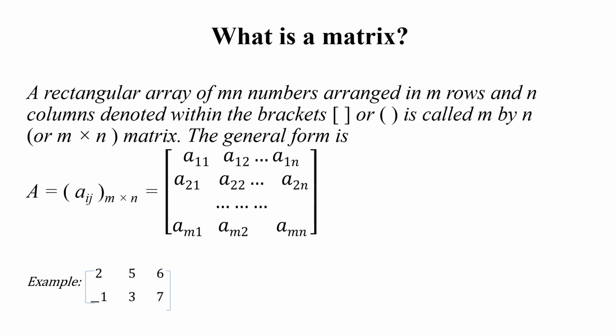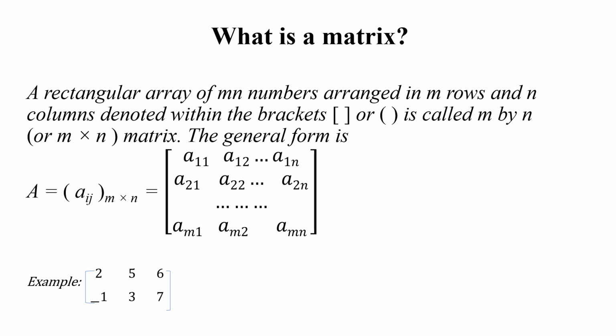What is a matrix? A rectangular array of mn numbers arranged in m rows and n columns. These are denoted within a square bracket or an open bracket. We call this an m by n matrix. The general form is like this. We are denoting m rows and n columns.